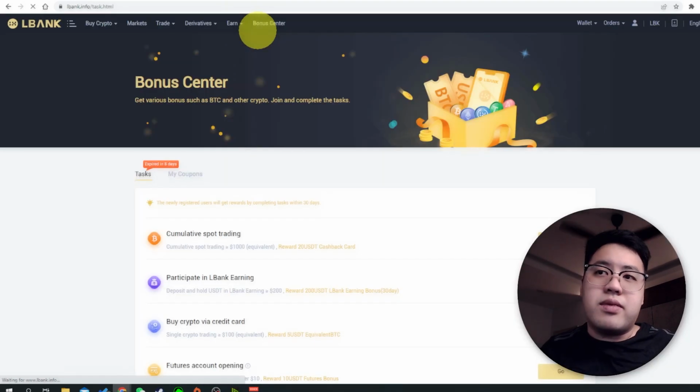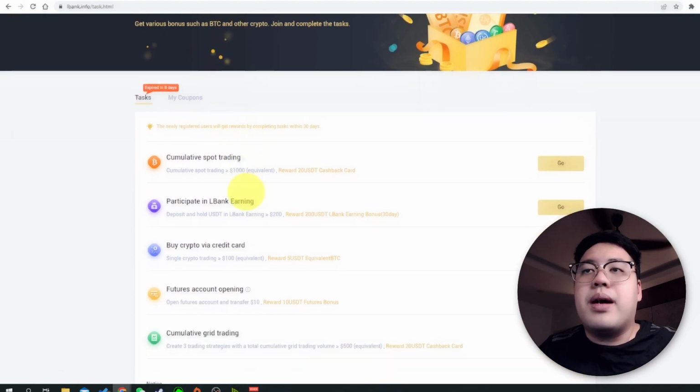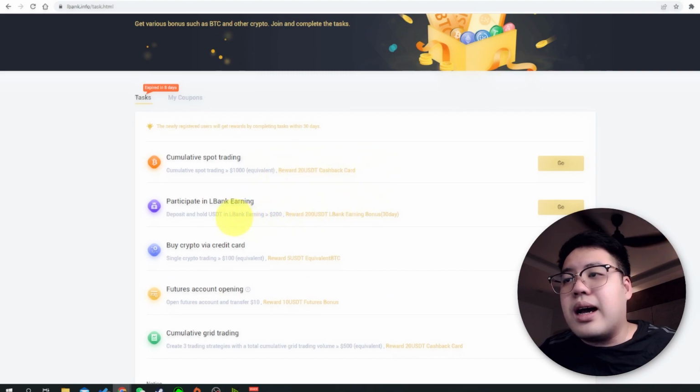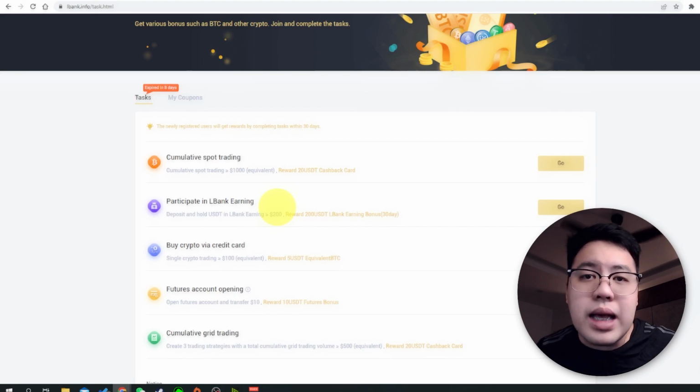When you look at the Bonus Center, this is the interesting part, whereby you can always get some rewards, cashback cards, all these rewards, and so on and so forth, by doing simple tasks.